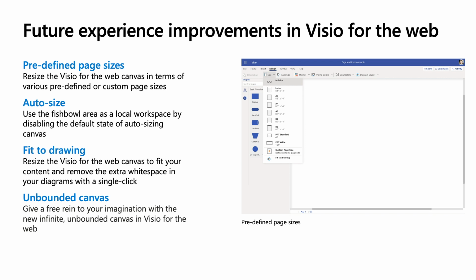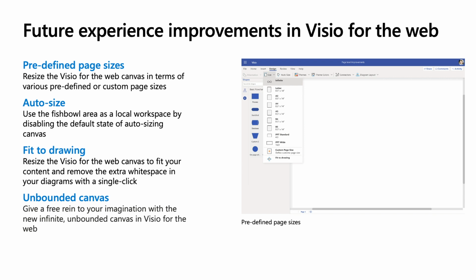One of them would be predefined page sizes, wherein the user can resize the canvas in terms of a fixed set of predefined sizes. We will also be adding something called auto size, which will enable the user to control the automatic expansion of Visio canvas. And they can go ahead and use the fishbowl area as a local workspace.